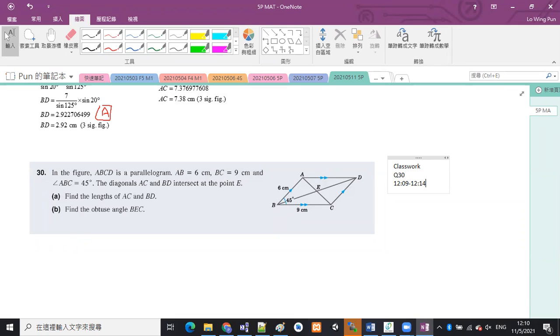So I think at least part A is easy. Part A is very straightforward. There are many triangles in this diagram. You need to choose the suitable one to find the lengths. Just choose the suitable triangle which has both information.